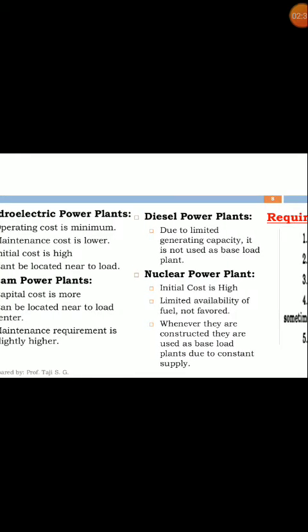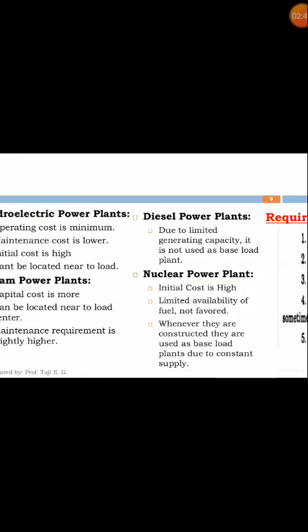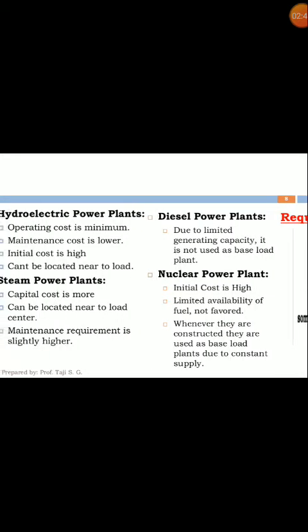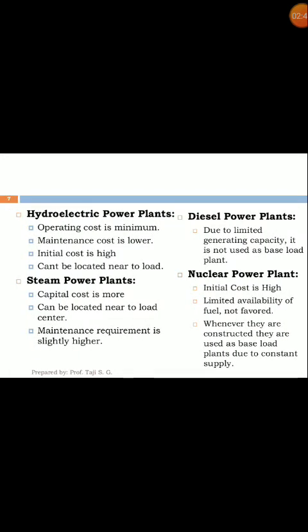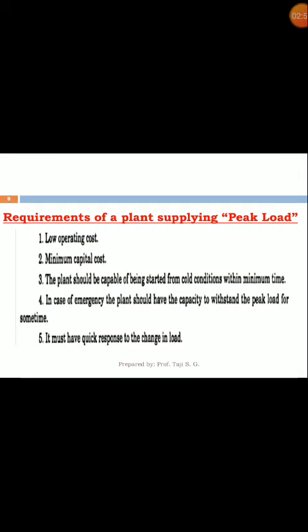Diesel power plants, due to limited generating capacity, are not used as a base load plant. Nuclear power plant: initial cost is high, limited availability of fuel, not favored. Whenever they are constructed, they are used as a base load plant due to constant supply.